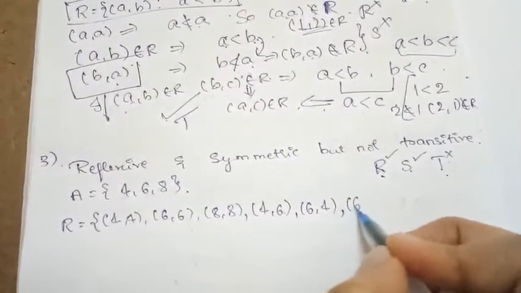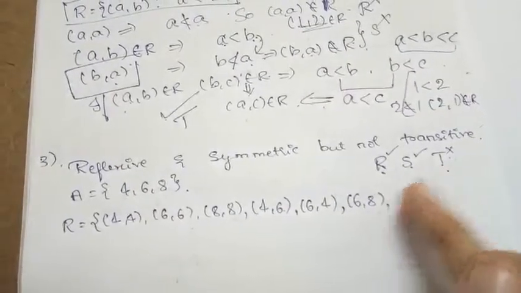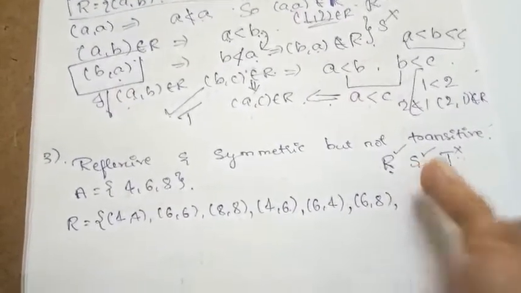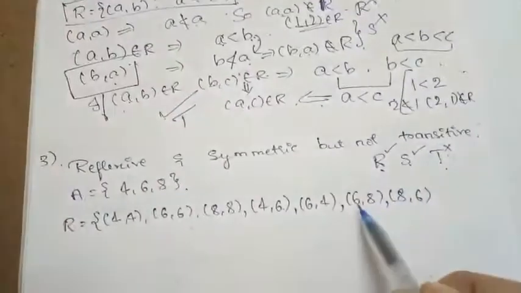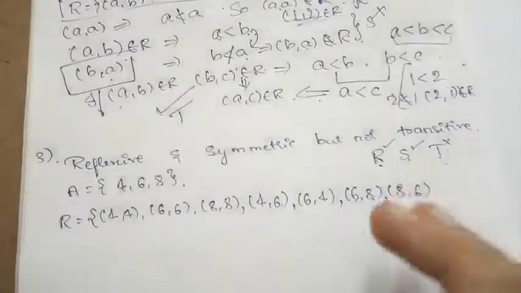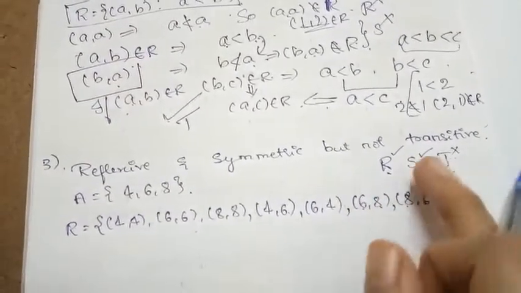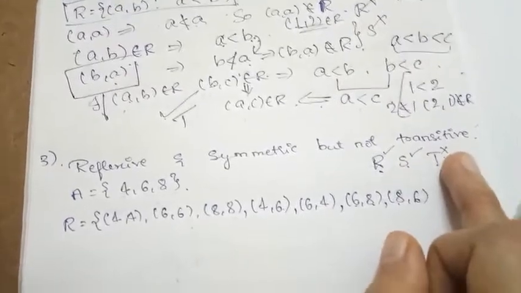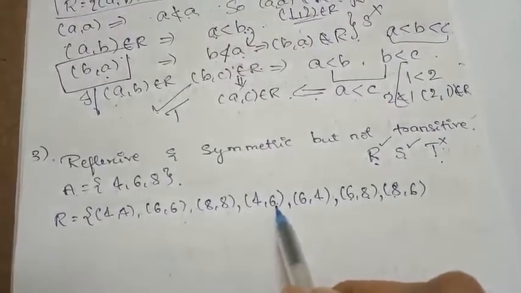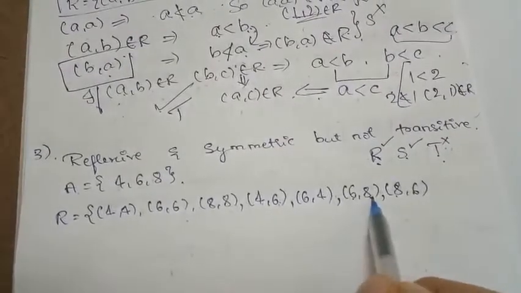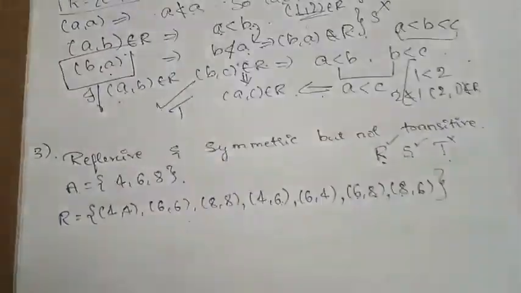So I am going with 6 comma 8, and writing only 6 comma 8, we are not satisfying symmetric, so 8 comma 6 also I am writing. Now you can see here, 6 comma 8, 8 comma 6, the reverse of both ordered pairs is also existing, it is symmetric. To check now whether it is transitive or not, you can see here 4 comma 6 is there, 6 comma 8 is there, but 4 comma 8 is not at all existing, so it is not transitive.